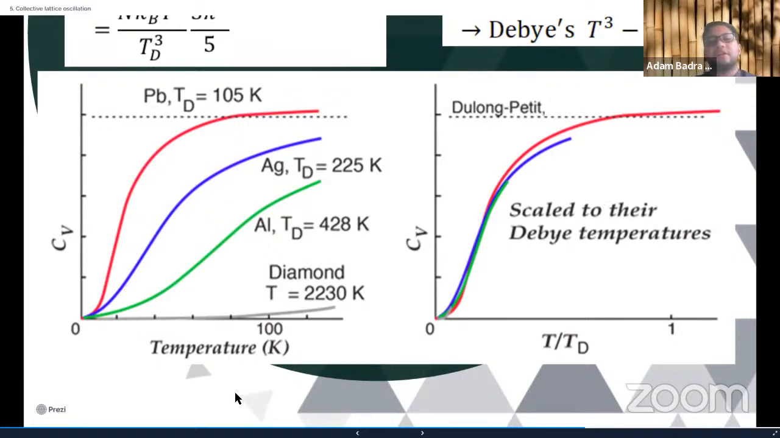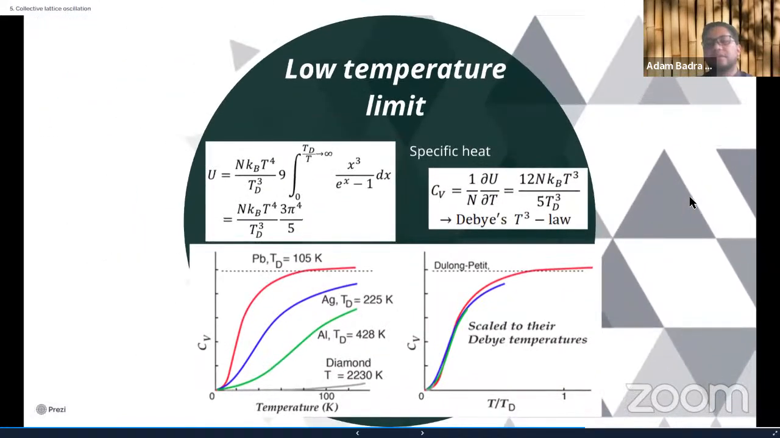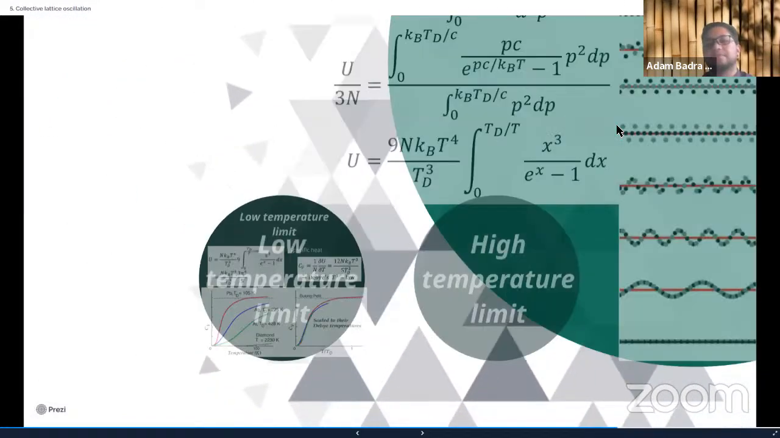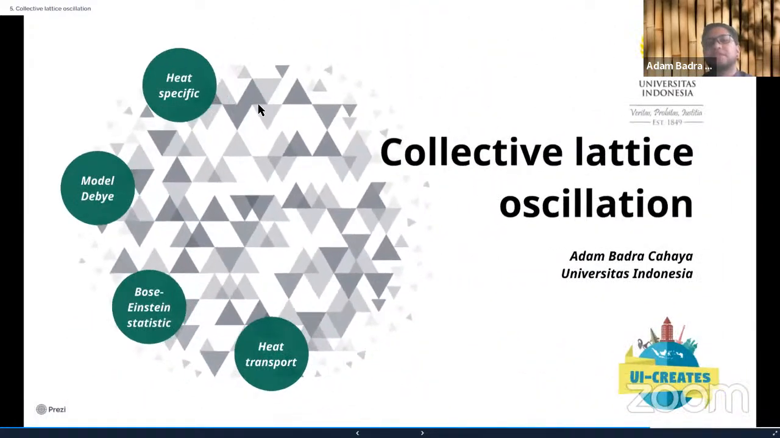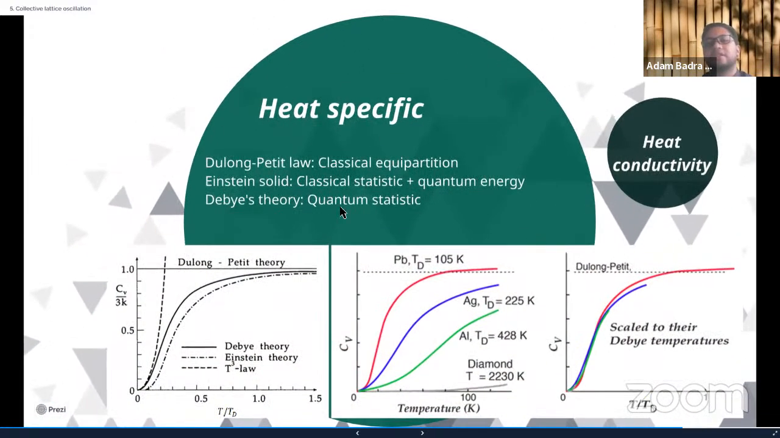So if we now scale every temperature not in Kelvin but to the Debye temperature, we find that they all have similar values. And this is what's really interesting about quantum physics. We can now describe the specific heat really nicely, and it's really connected. So as a whole, the Debye model can describe the specific heat of a solid correctly.